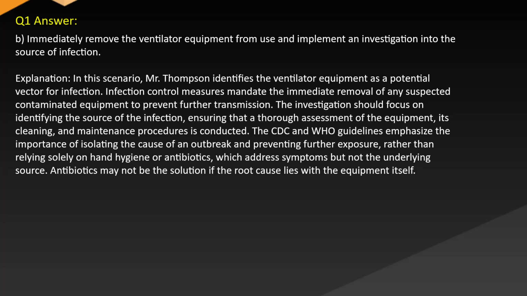Answer. B. Immediately remove the ventilator equipment from use and implement an investigation into the source of infection. Explanation. In this scenario, Mr. Thompson identifies the ventilator equipment as a potential vector for infection. Infection control measures mandate the immediate removal of any suspected contaminated equipment to prevent further transmission. The investigation should focus on identifying the source of the infection, ensuring that a thorough assessment of the equipment, its cleaning and maintenance procedures is conducted.